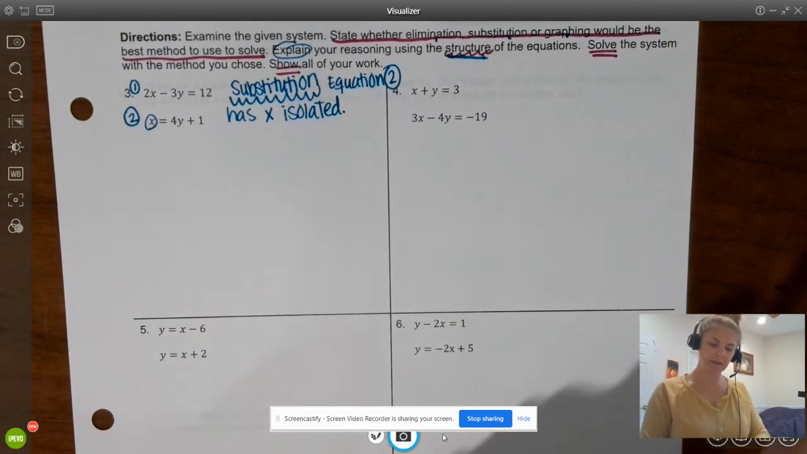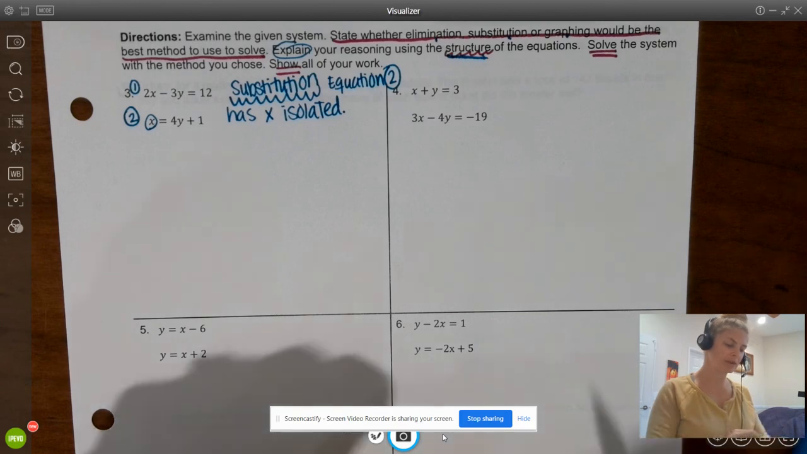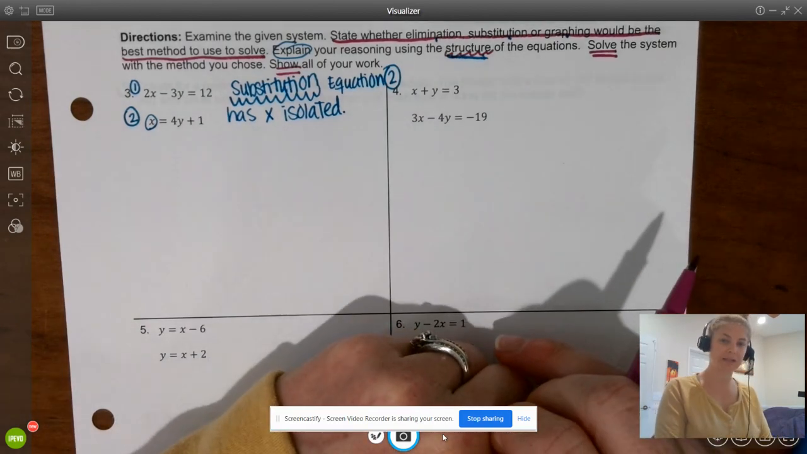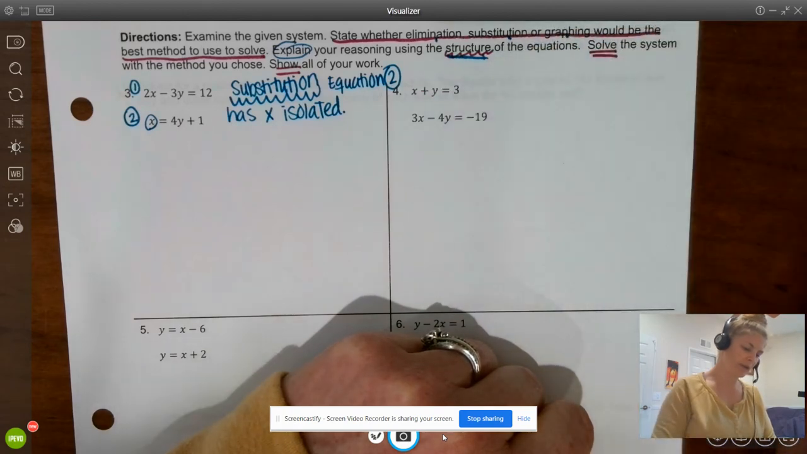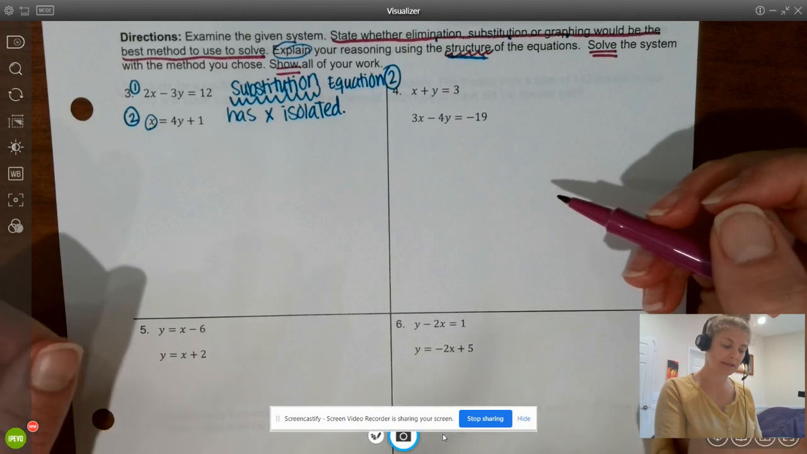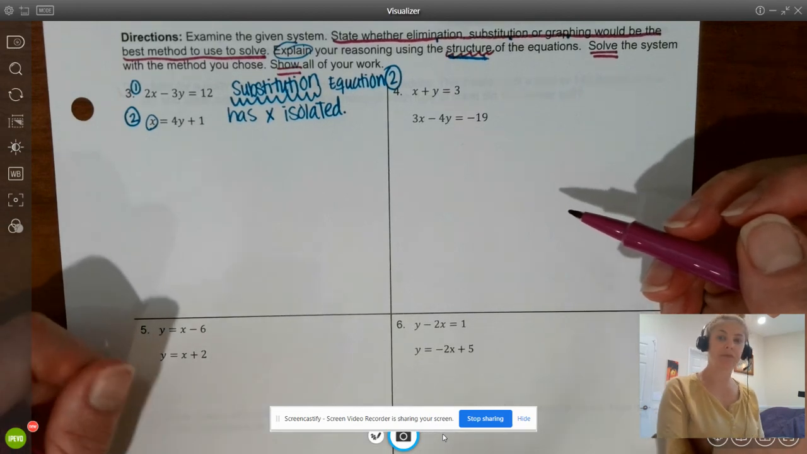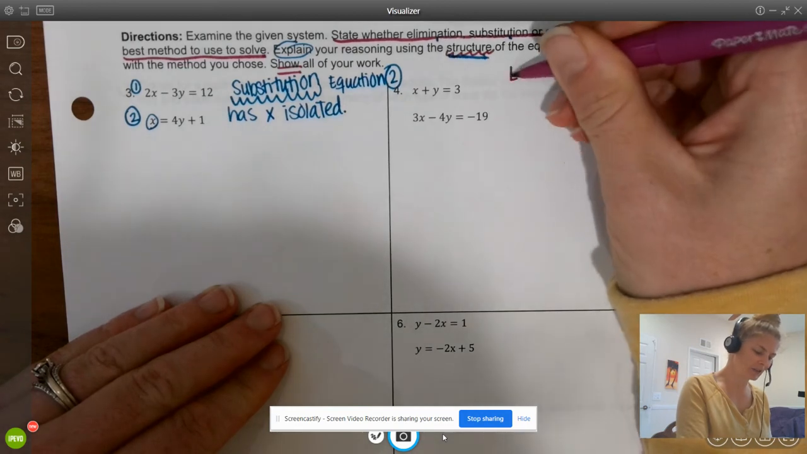Okay, let's take a look at number 4. Well, looking at number 4, we don't have any terms isolated already. We do have the terms already lined up with our y's being opposites. So I would think that the most efficient method here, that's right, is elimination.